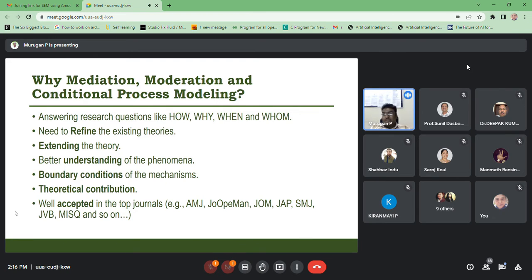So I'm not saying that simply by keeping mediational and moderational hypotheses, you can expect acceptance from this sort of journals. No, I'm not trying to say that. Basically, with the help of mediator and moderator, you could advance the literature, you could advance the theoretical contribution in your research work. In turn, it may warrant some top tier publication. So that's the point I'm trying to convey here.